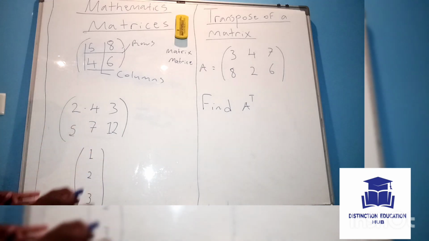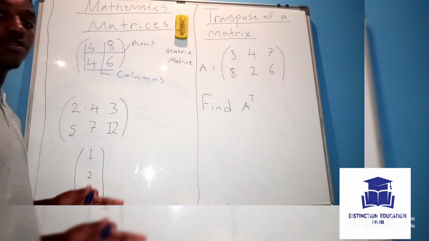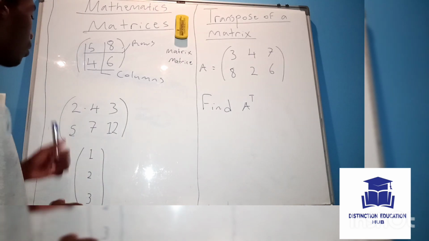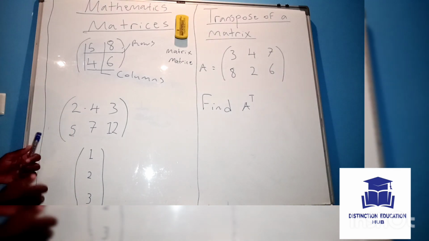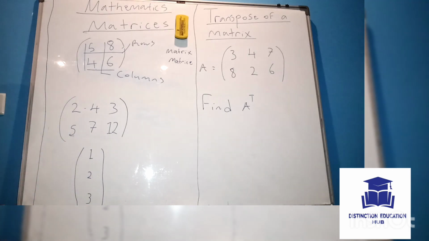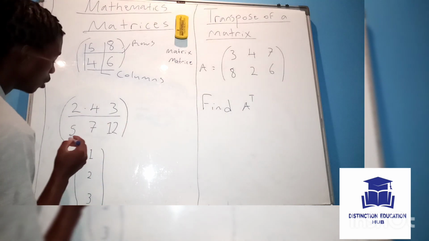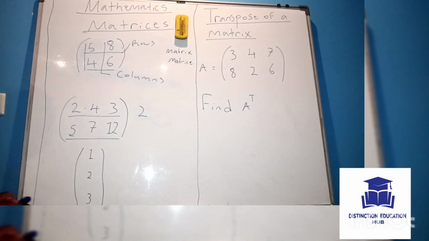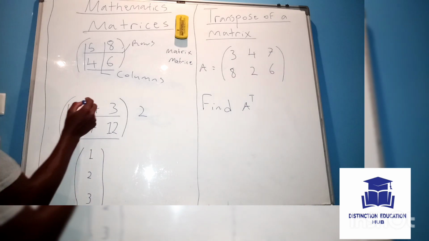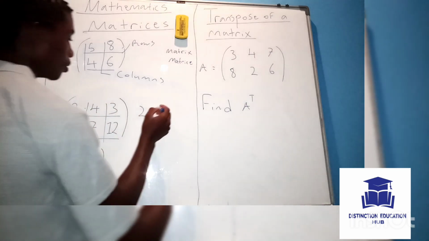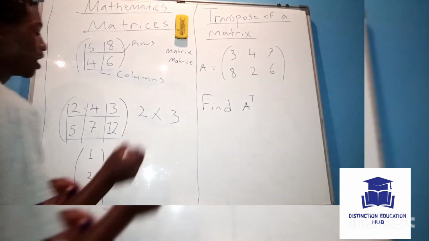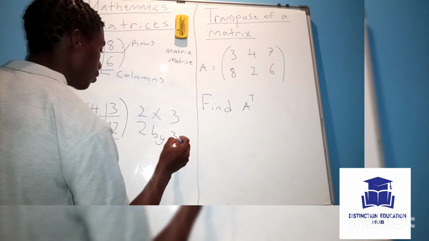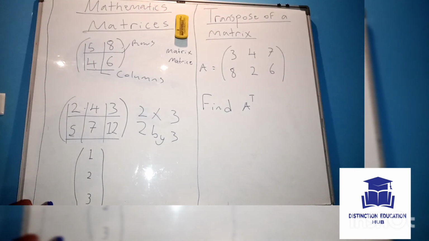So we have some matrices here. Let's try and identify the orders of these matrices. The first thing we must do is identify the number of rows. So how many rows do we have? We have two rows. And how many columns do we have? We have 3 columns. It can be written like this or like this: 2 by 3.